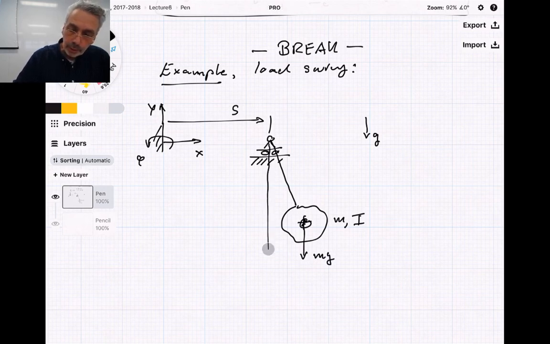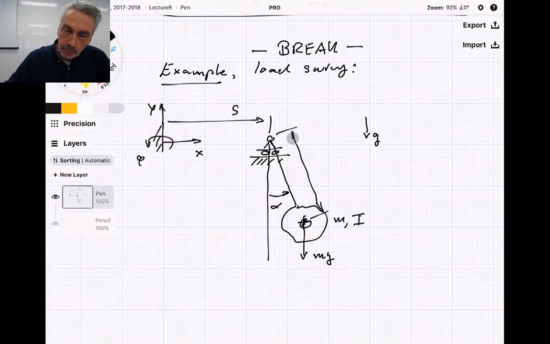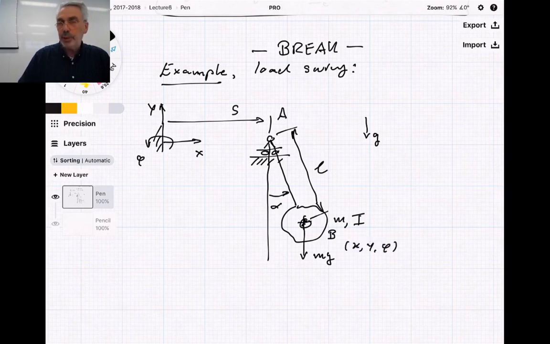I need an extra coordinate, of course, for this angle, and I choose alpha. And then I have the distance of the cm to the support, and that distance is L. Okay, I identified this as point A and this as point B. And of course, the mass has a position and orientation, and I only have one body, so I'm not going to use index one. It's just x, y, and phi.